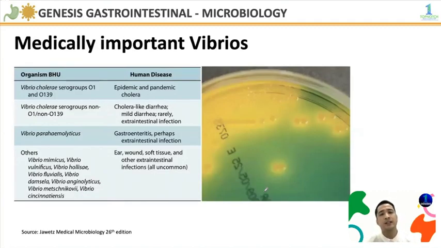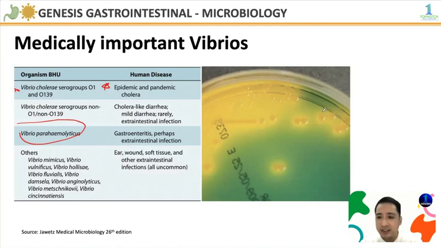It is very important in the study of microbiology to also take note of the different culture media. So we're going to discuss the medically important Vibrios. We have Vibrio cholerae O1 and O139, which is associated with epidemic and pandemic cholera. Non-O1, non-O139 cholerae is associated with cholera-like diarrhea. Vibrio parahaemolyticus, does it ring a bell? You're going to think of shellfish. It is associated with gastroenteritis, and sometimes with extraintestinal infections.